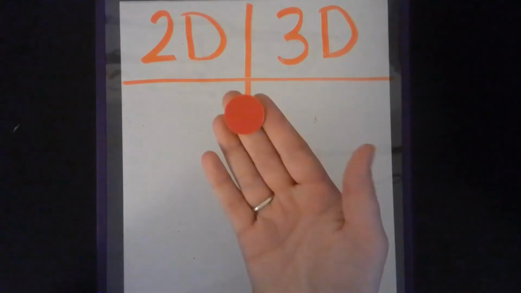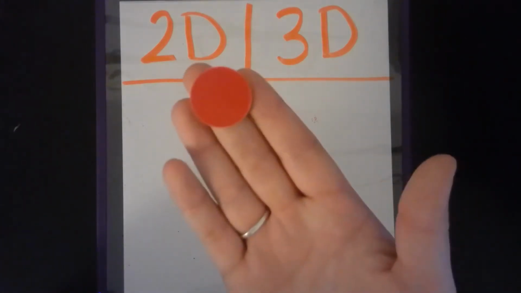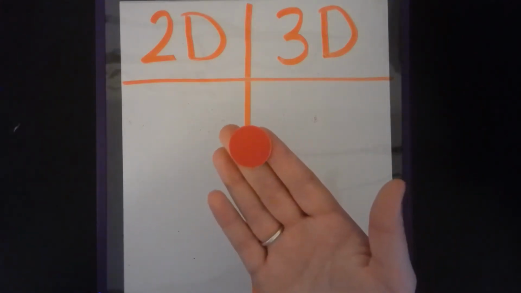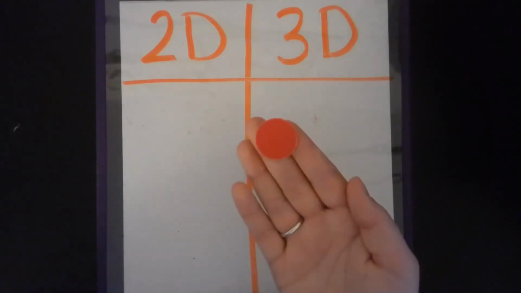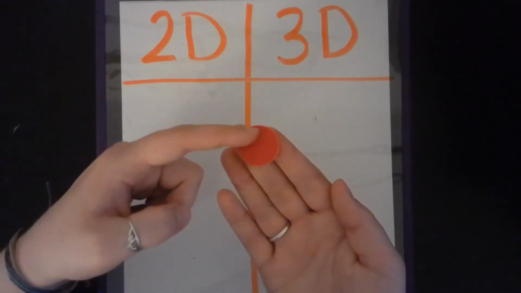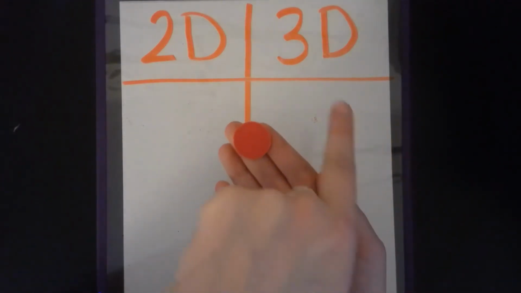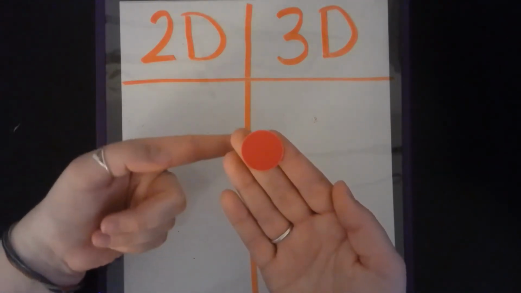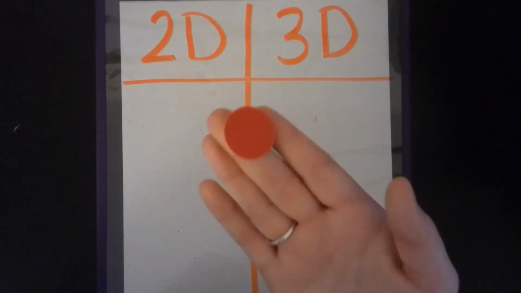This shape here is a circle. We all know what a circle looks like. Next, I need to think to myself, is this shape 2D or 3D? I know that 2D shapes, we can see it go top to bottom and side to side. But with 3D shapes, we can also see that it goes from the front to the back. I can't go front to back with a circle like this.